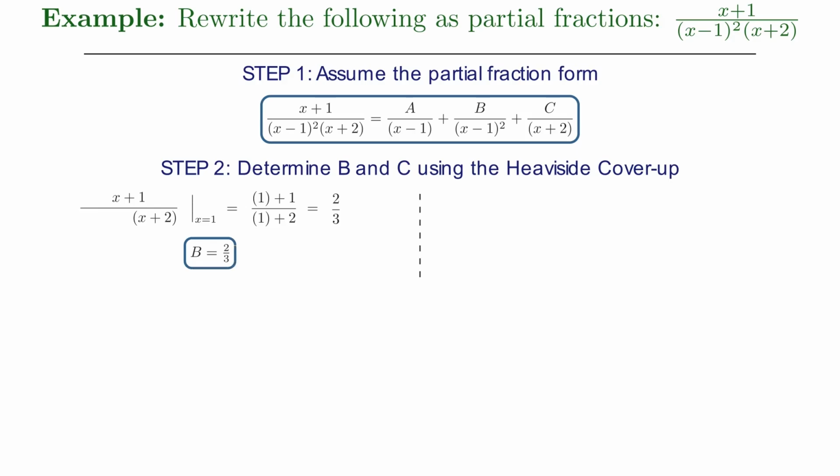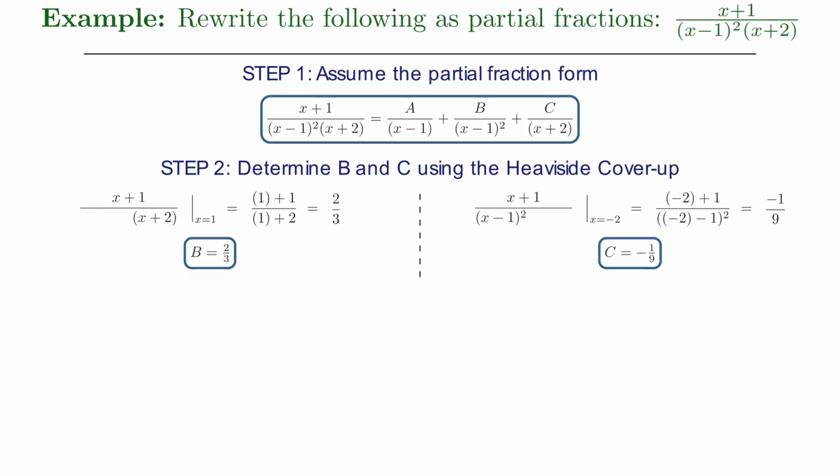So now to find the value of C. Starting with the expression on the left-hand side, (x + 1) over (x - 1)^2 (x + 2), but this time covering up the factor from the denominator of the C, which is the (x + 2). And I need to evaluate this for the value of x which relates to x + 2 equals 0. So substituting x equal to -2, this gives me -1 over 9. Therefore C is equal to -1/9.